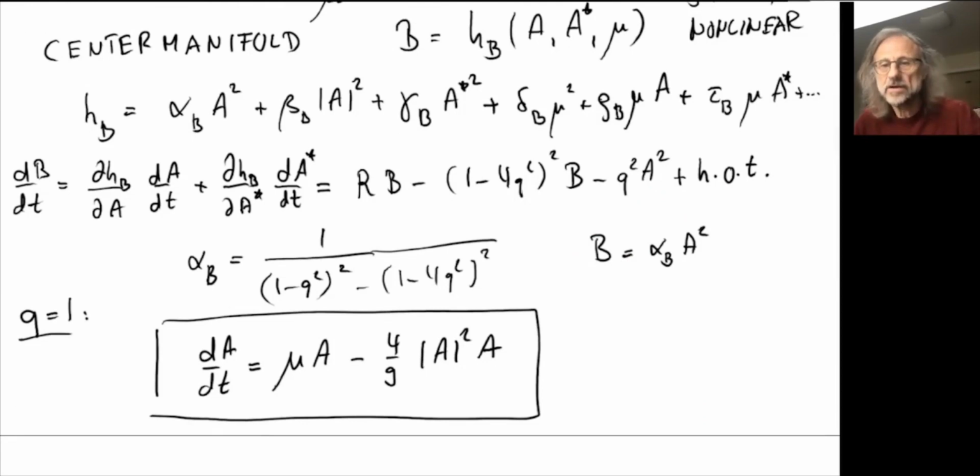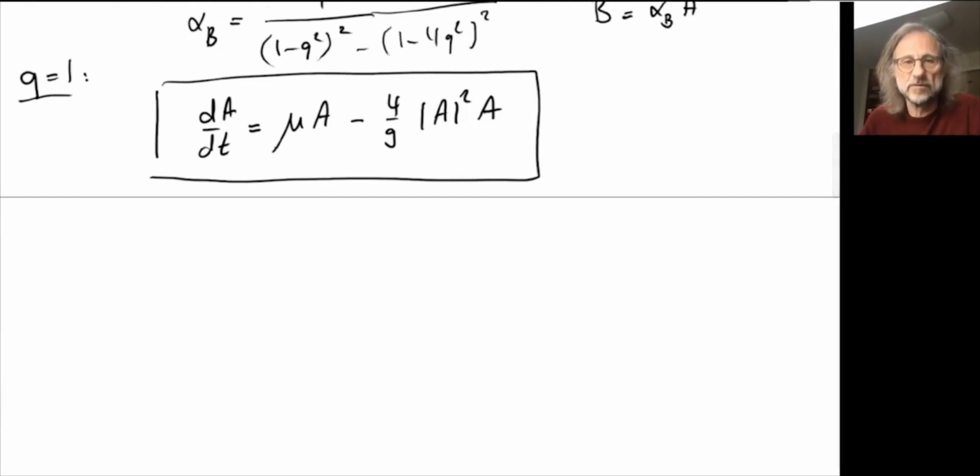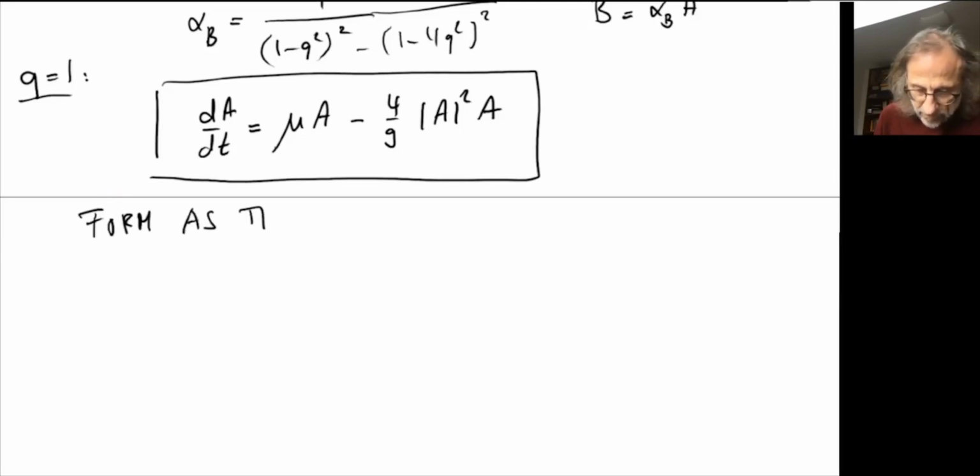Good, so let's look at that equation, see what properties it has, because it actually looks quite familiar. It has exactly the same form as what we had for Hopf bifurcation, right? So let's make a couple of notes. The form as that for a Hopf bifurcation.